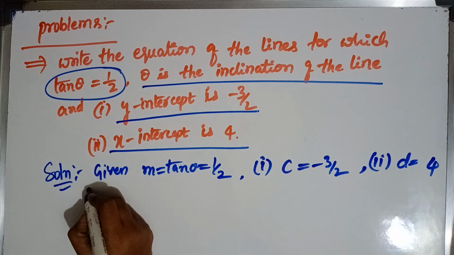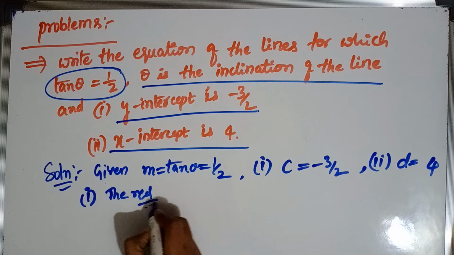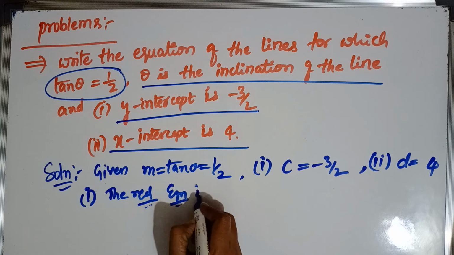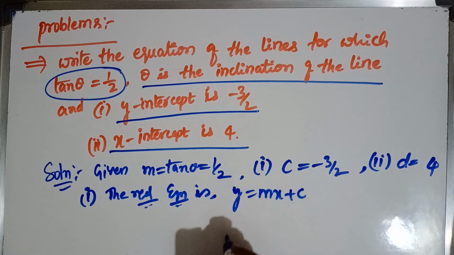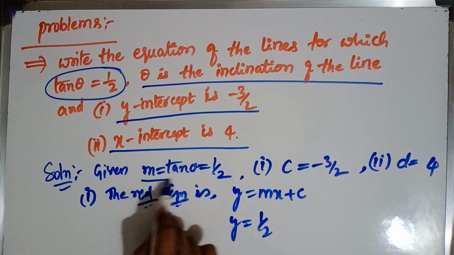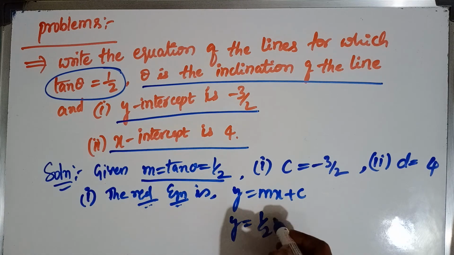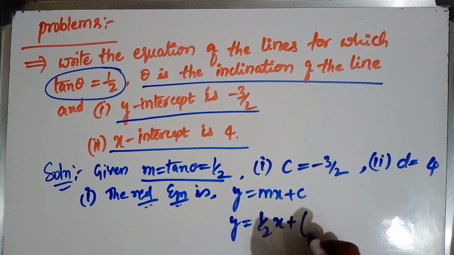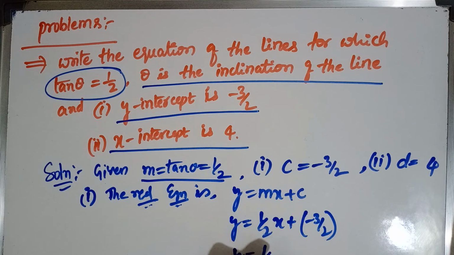Okay, so in the first case let us find out the equation of straight line. The required equation of line is y equal to mx plus c. So y is equal to, m is 1 by 2. In both the cases the slope is the same, that is 1 by 2, plus c means minus 3 by 2. Therefore y is equal to half into x minus 3 by 2.